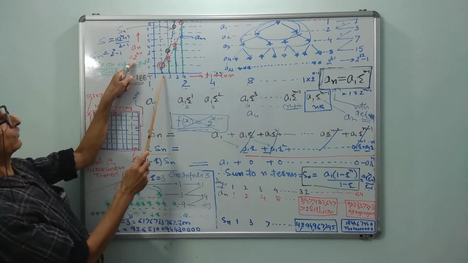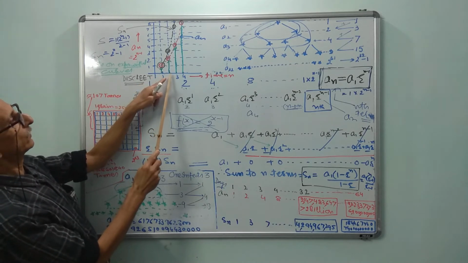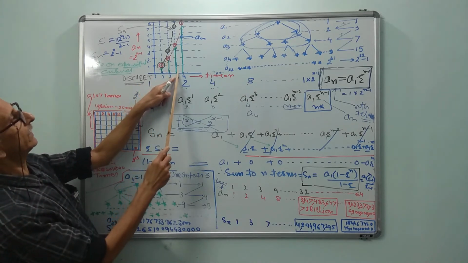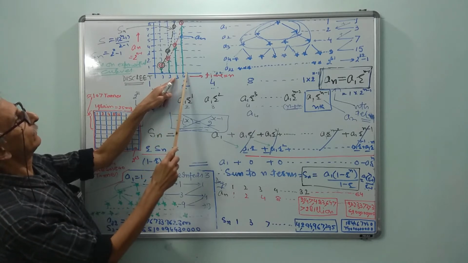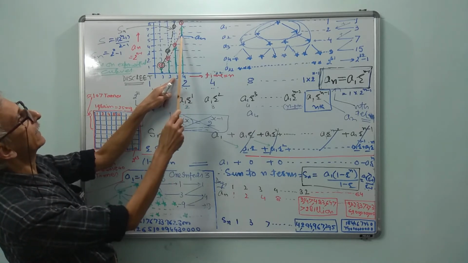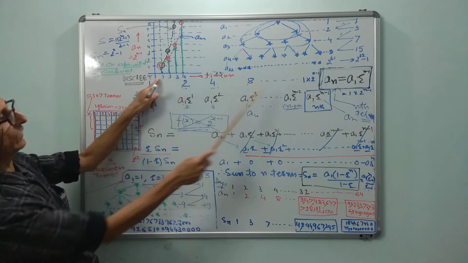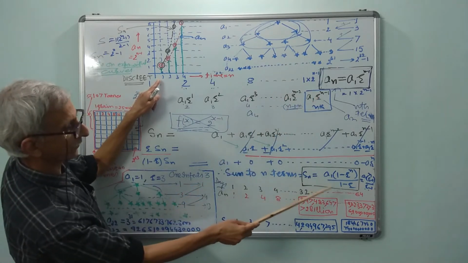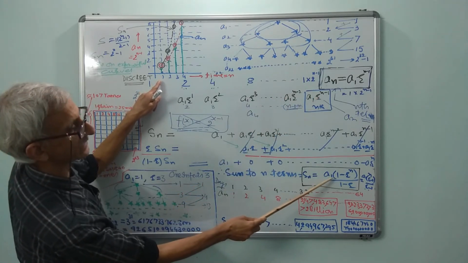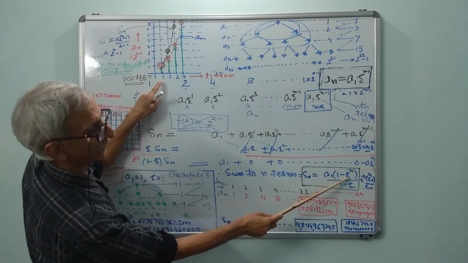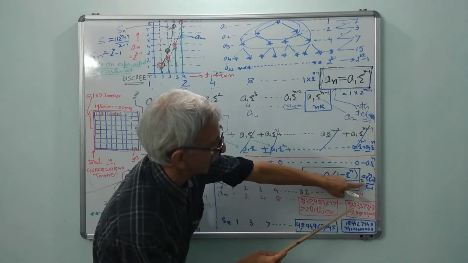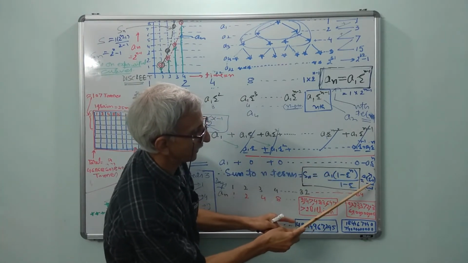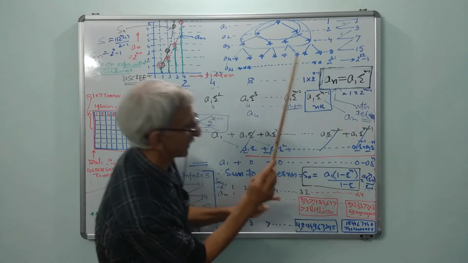If I put these values, 1, 1, 2, 2, 3, 4, and 4, 8, like that. But the sum to n terms values will be taken from this function. From this, a1 is 1, 1 minus 2 power n. So instead of this, I use this formula: 1 times (2 power n minus 1) over (2 minus 1). So 2 power n minus 1 is the formula.